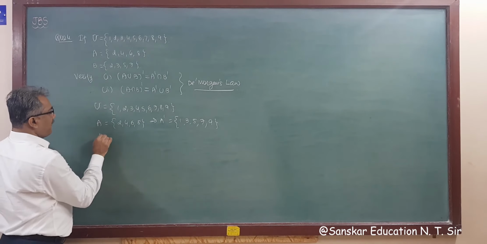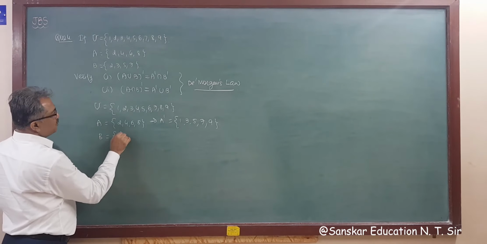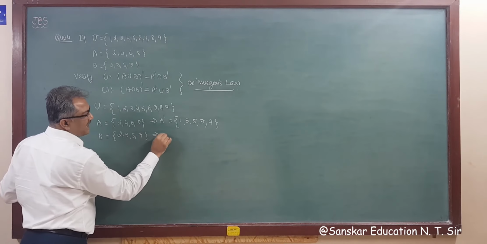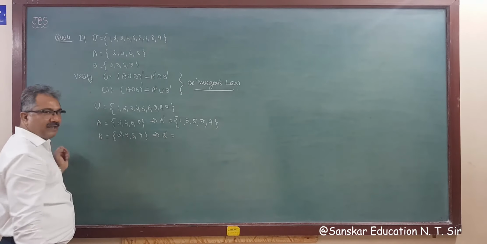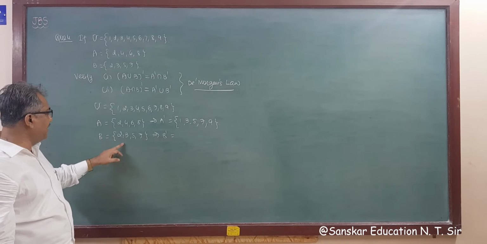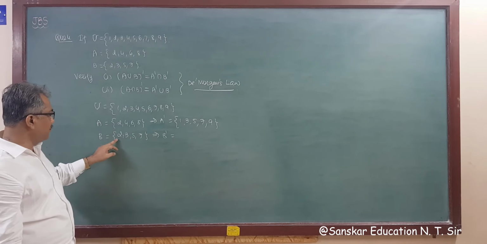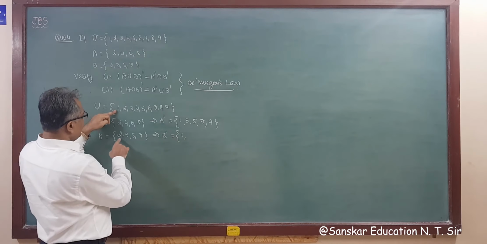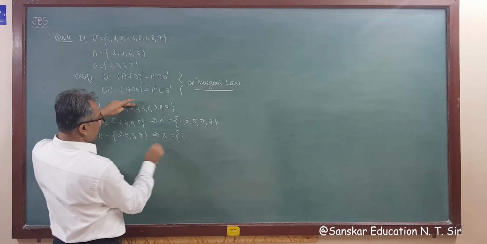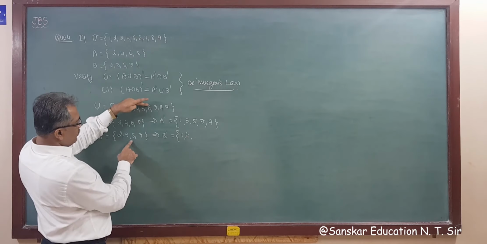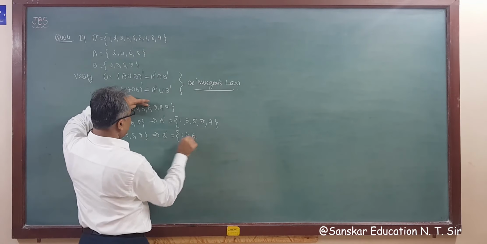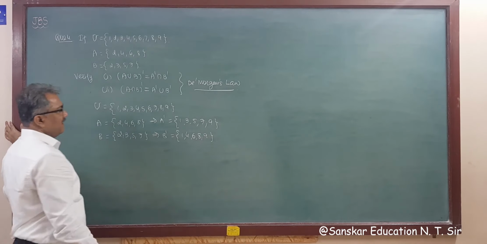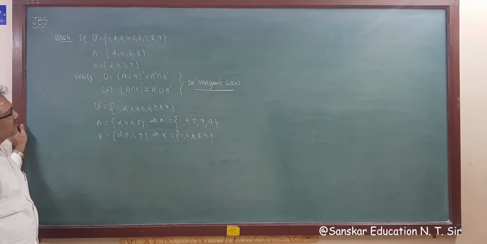Now B. B is given as 2, 3, 5, 7. So the complement of set B is the set of elements which are in U but not in B, right? So 2 is here, so 1. Now 2 is here, 3 is here, no 4. So 4, 5, 6 is not here, 7, and 8, 9. So these are A dash and B dash, that is, the complements.